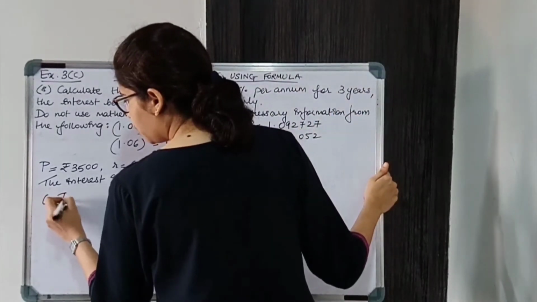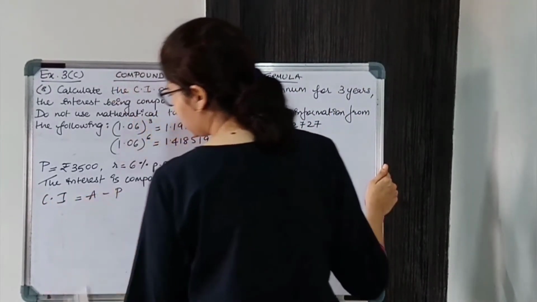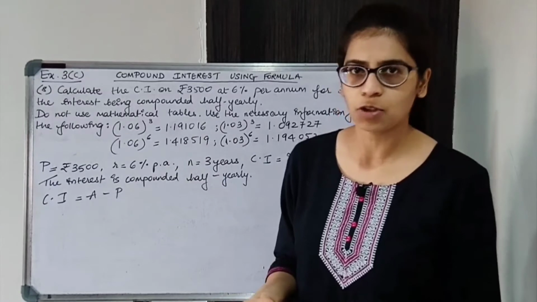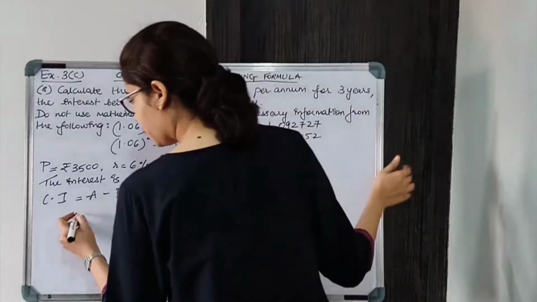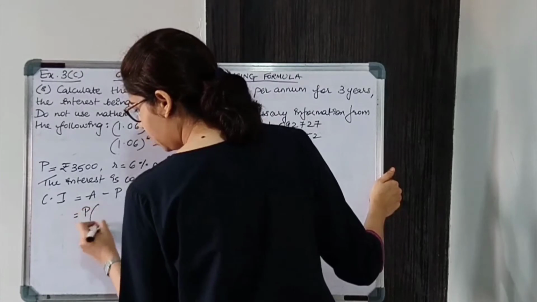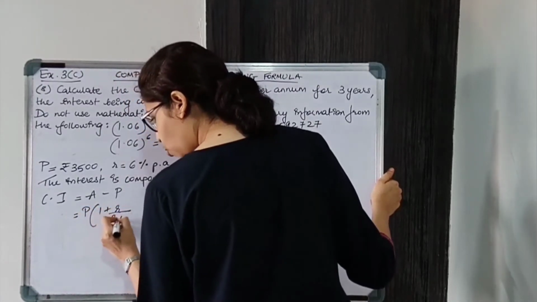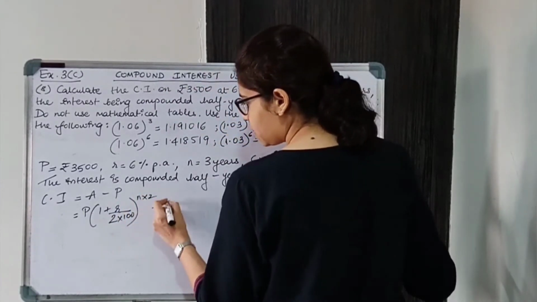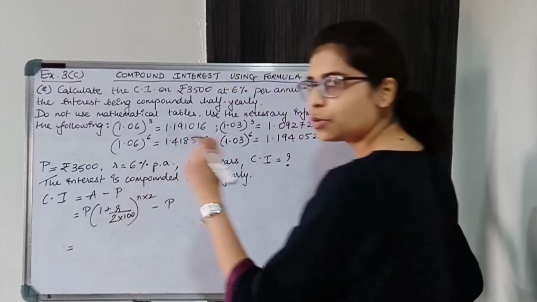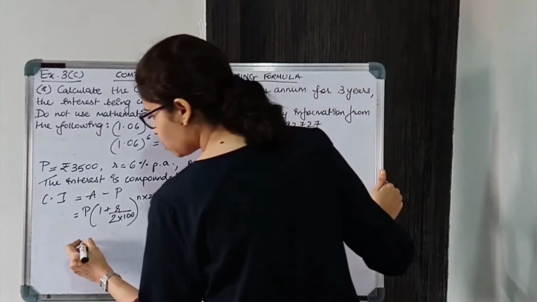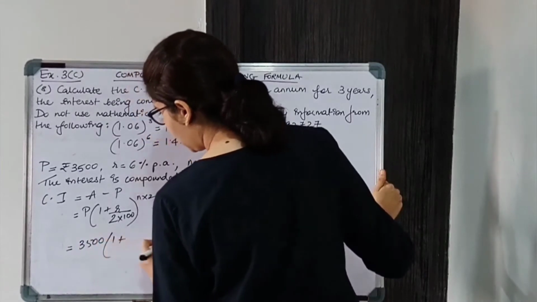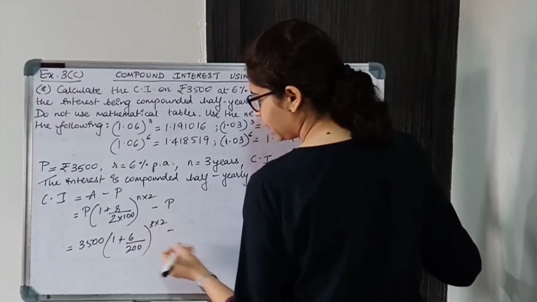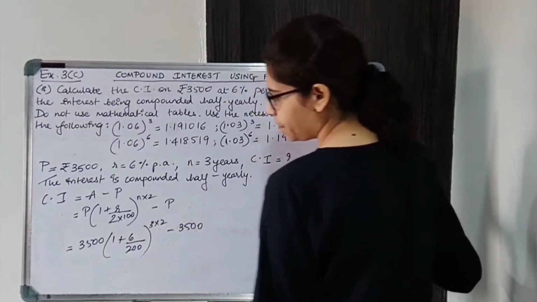Now we have to find compound interest. So compound interest is amount minus principal. You can find amount first and then use a formula and find compound interest. You can solve it that way also. Okay, so amount is principal into (1 plus R upon 2 into 100) raised to n into 2, minus principal. Now substitute the values. Okay, so 3,500 into (1 plus 6 upon 200) raised to 3 into 2, minus 3,500.